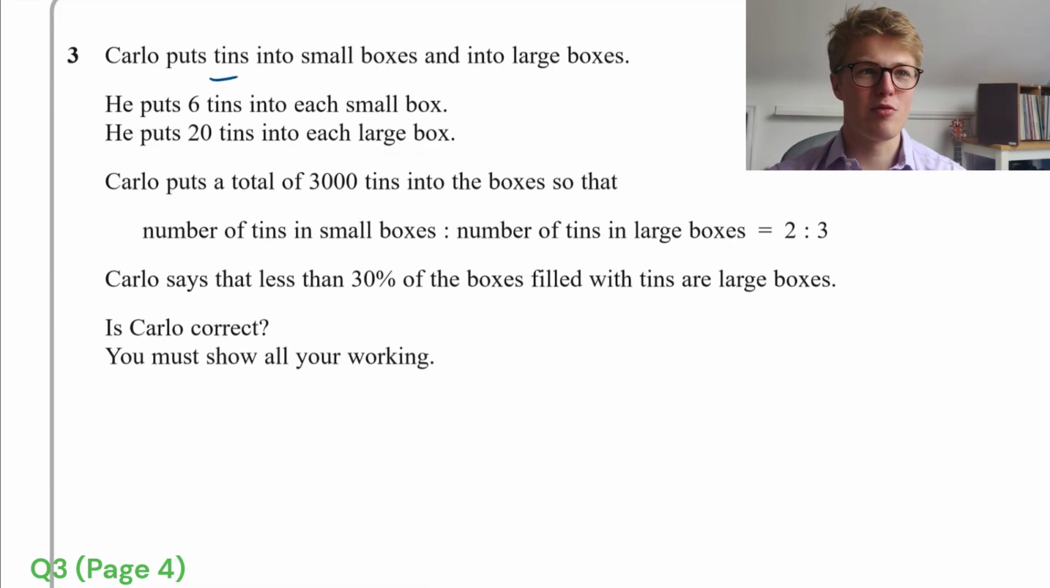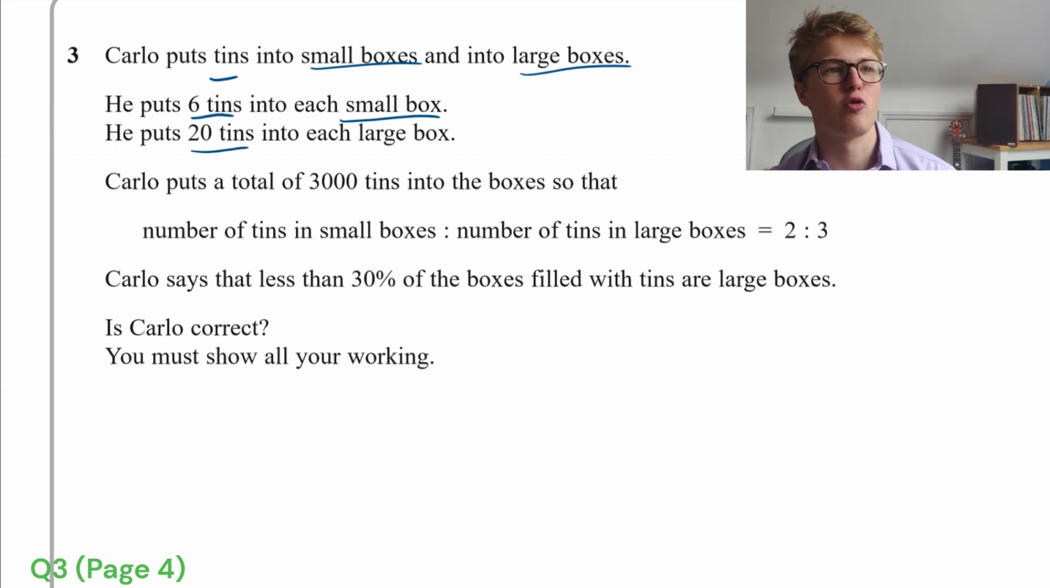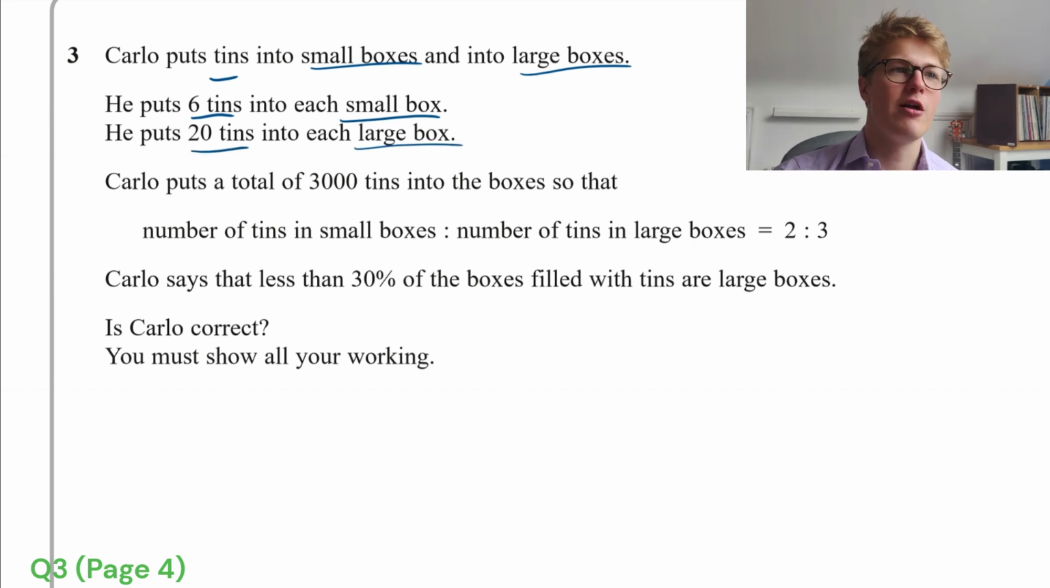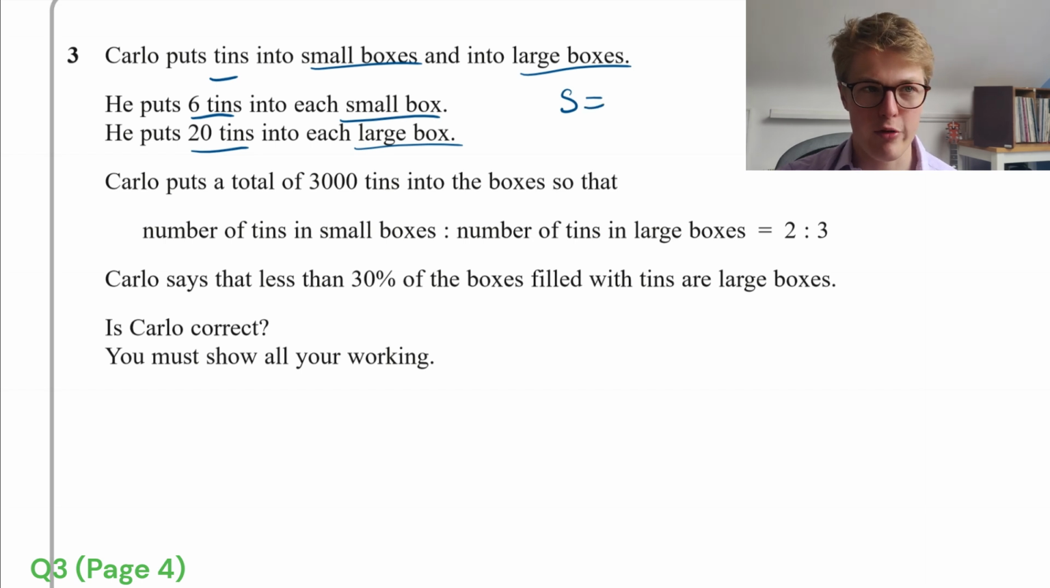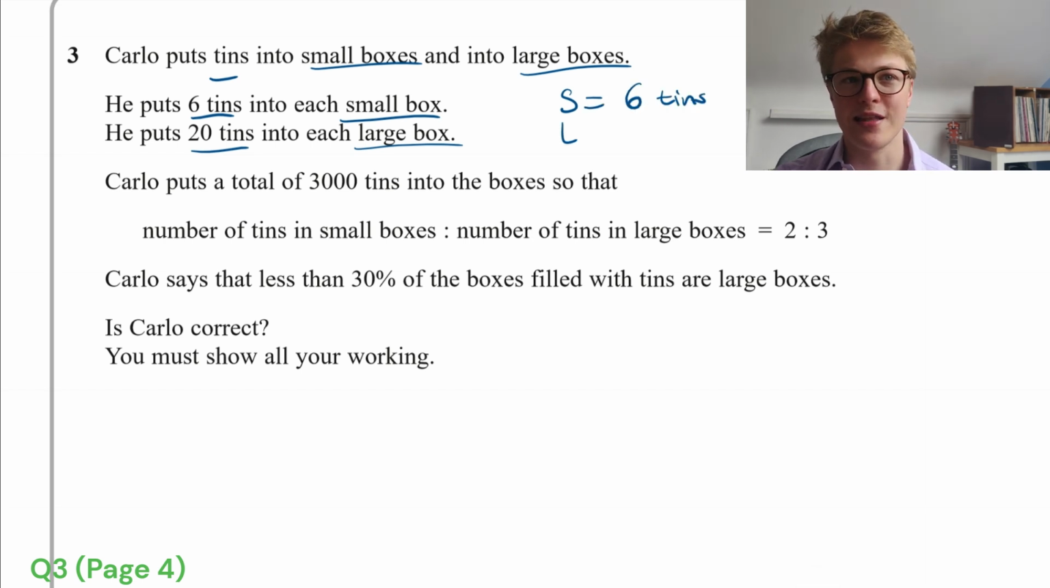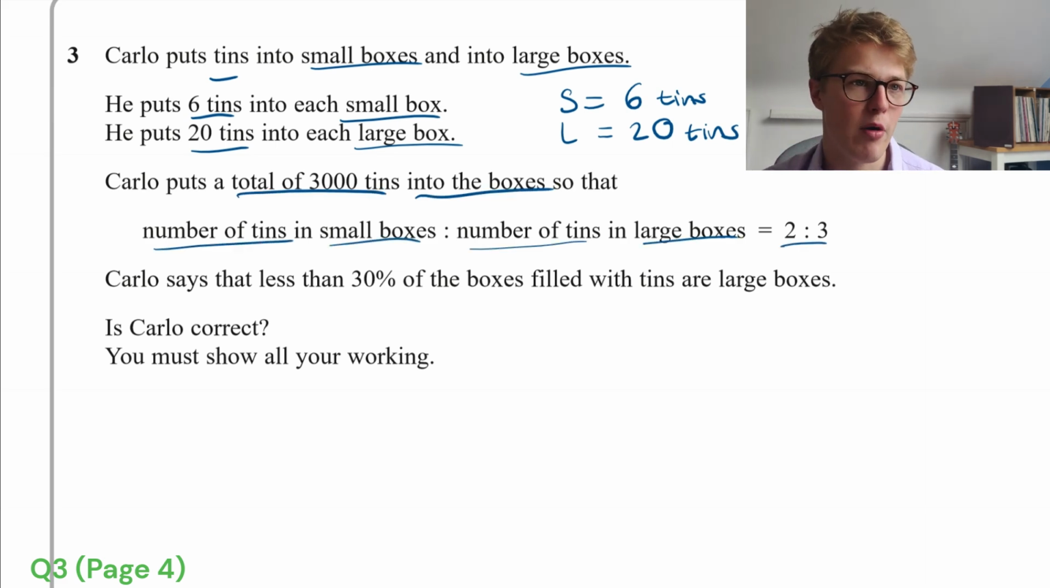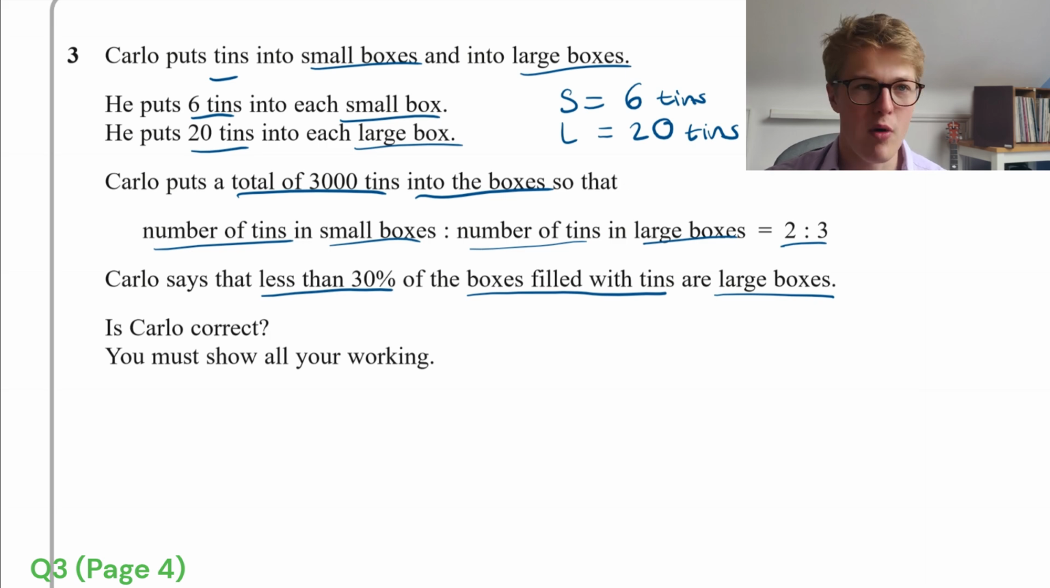Carlo puts tins into small boxes and into large boxes. He puts 6 tins into each small box. He puts 20 tins into each large box. Carlo puts a total of 3,000 tins into the boxes, so that the number of tins in small boxes as a ratio to the number of tins in large boxes is 2 to 3. Carlo says that less than 30% of the boxes filled with tins are large boxes. Is Carlo correct? You must show all your working.